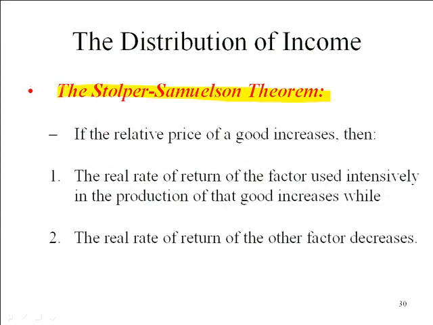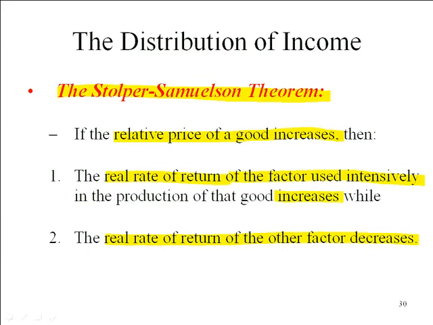Remember, we had the Stolper-Samuelson relationship or equation, which shows the relationship between relative prices and relative factor returns. But the theorem itself talks about relative prices and then the relative rates of return. The real rate of return on the abundant factor increases, the real rate of return on the scarce factor decreases. Okay. So again, that's just looking at that left-hand section of the Heckscher-Ohlin diagram.